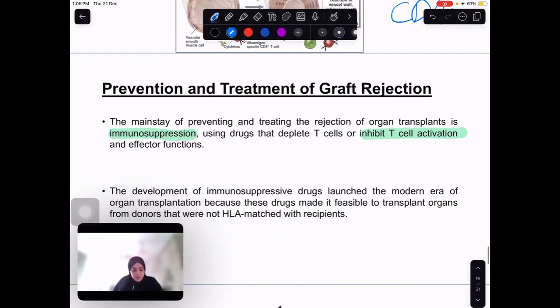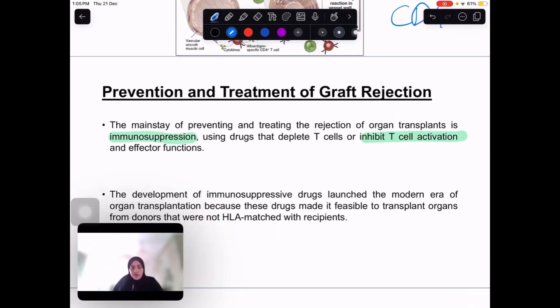Now here, how can I prevent and treat the graft rejection? Many of the ways we mentioned. First, the HLA typing: we need to make sure the MHCs are the same, and the blood types are the same. But if I want to prevent the rejection, I can use immunosuppression. Immunosuppression, these are drugs that, from the name, suppress the immune system. They will either decrease the amount of T cells, or they will inhibit the T cells from being activated.